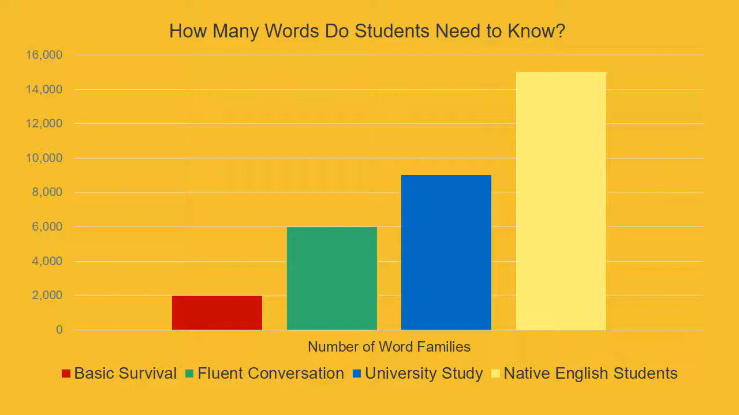Similar studies suggest that native English-speaking students arrive at university with at least 15,000 word families. Now they've got a lot of words that maybe are not necessary for university study, and they need to learn a lot more words that are more specialized. But in general, we do need a lot of words to function in daily life, and even more if you want to pursue academic or professional studies.